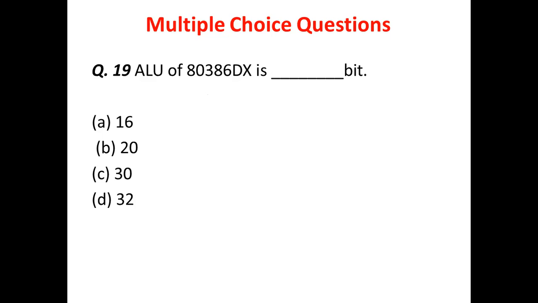Next question: the ALU of the 80386 is how many bits? First option is 16 bit, second option is 20 bit, third option is 30 bit, fourth option is 32 bit.